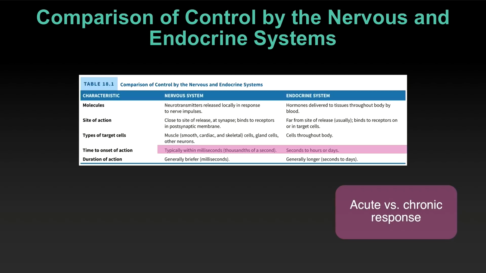But hormonal signals can be maintained longer. They're more persistent. And so that's the distinction between acute and chronic effects of these two systems. The nervous system is acute, and the endocrine system is chronic, providing responses in the order of days to weeks even.